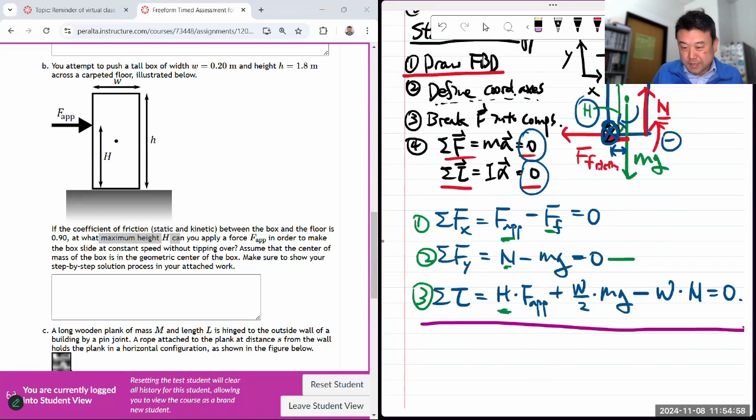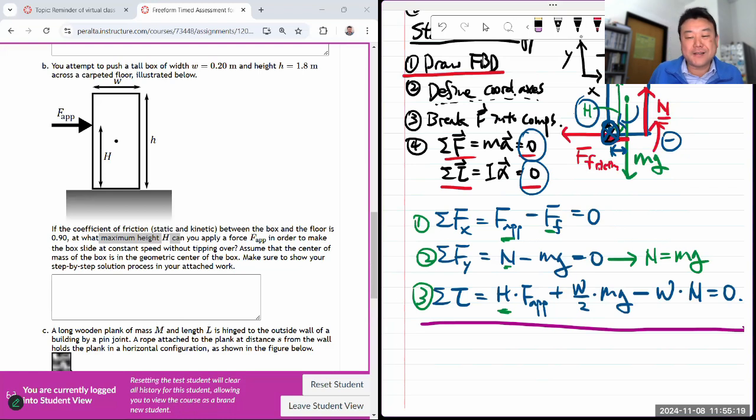Now, we could use this equation to calculate n is equal to mg. If we do that, we know the normal force, and in exchange, we only have 2 equations. So either way, it's a wash. We got either 4 unknowns and 3 equations, or 2 unknowns and 2 equations and 3 unknowns.